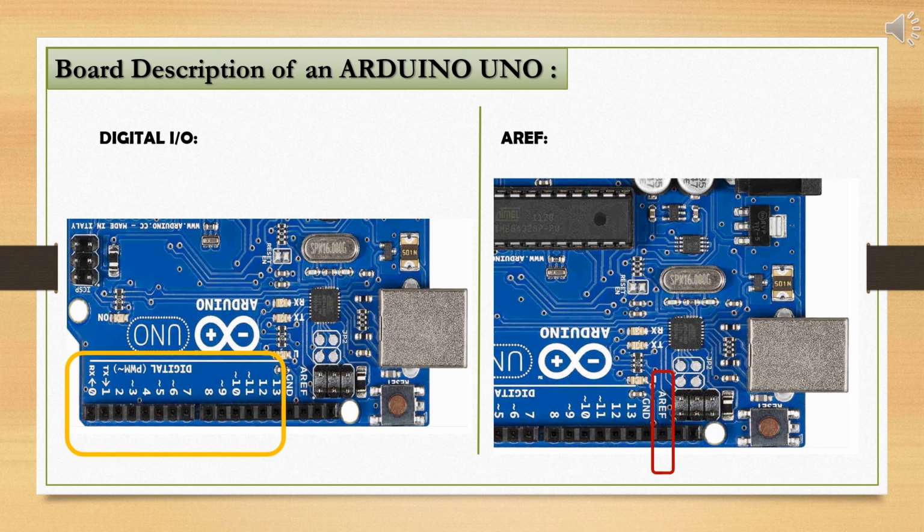Next comes AREF, analog reference. It is used to measure the value of analog signals. The Arduino has a built-in analog to digital converter. The ADC turns the analog voltage into a digital value. AREF, as the name suggests, is a reference voltage against which all the analog voltages are measured.